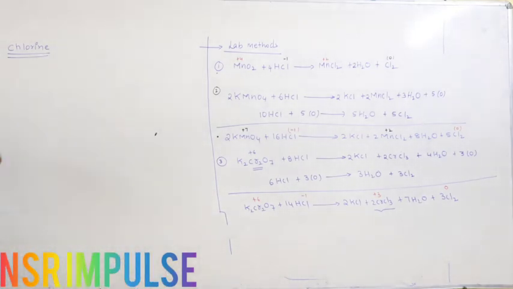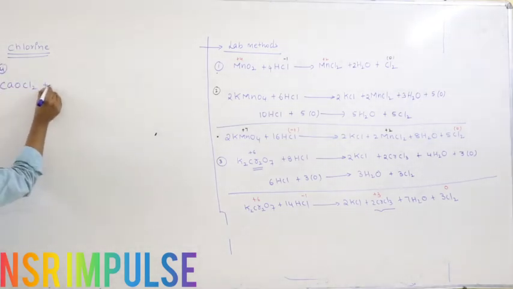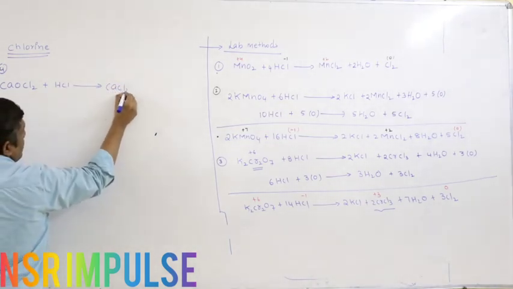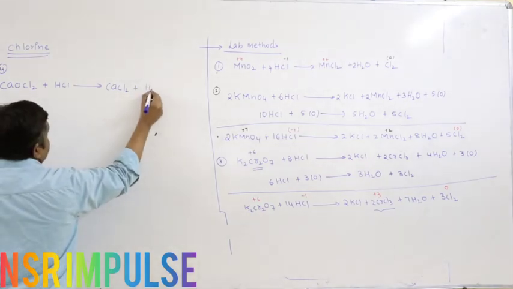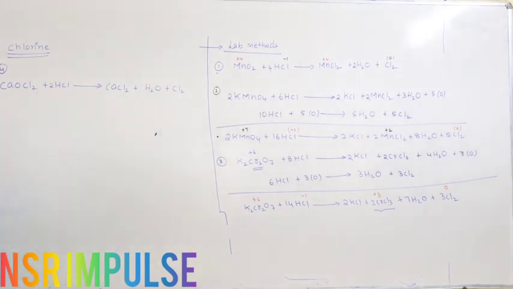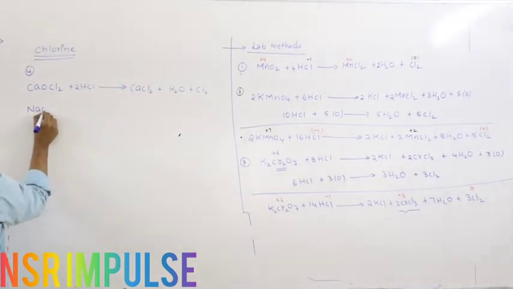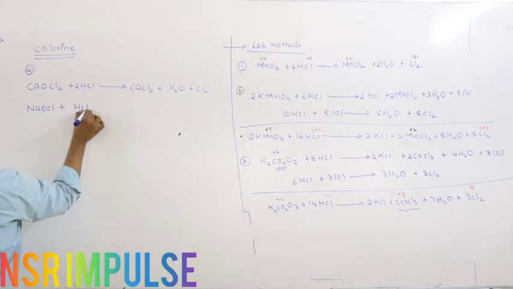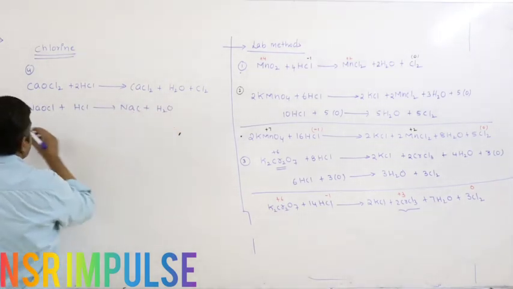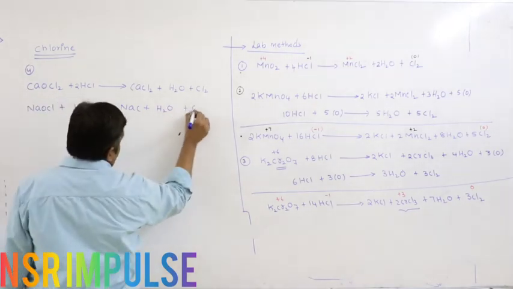The next reagent is bleaching powder. CaOCl2 reacts with HCl. Same procedure, what we get is calcium chloride plus water plus chlorine. So take 2 HCl, minus 1 to 0. Next, sodium hypochlorite, NaOCl. So NaCl is formed plus water is formed and chlorine you will get.